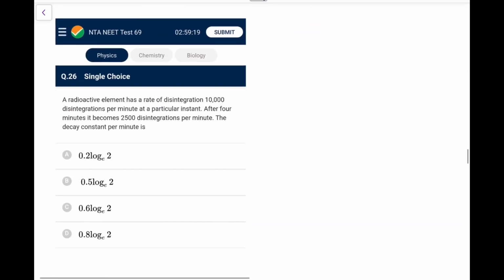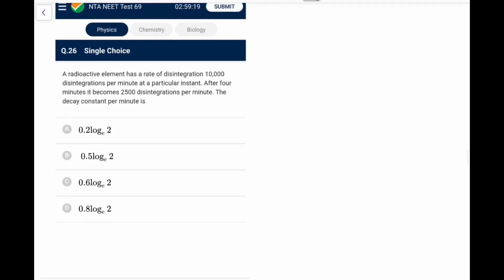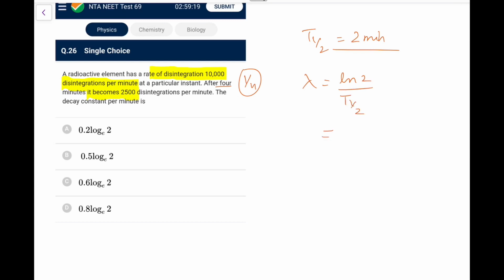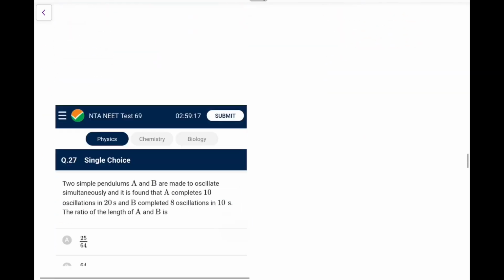Next one. A radioactive element has a rate of disintegration 10,000 disintegrations per minute at a particular instant. After 4 minutes it becomes 2500. You can directly say after 4 minutes it is becoming 1/4. So T half you can directly make out is 2 minutes. The decay constant per minute, lambda, you already know is ln2 upon T half. So T half is 2 minutes, so that is 0.5 log e 2. That is what I can write. So go for option B. That's an easy one. Next.